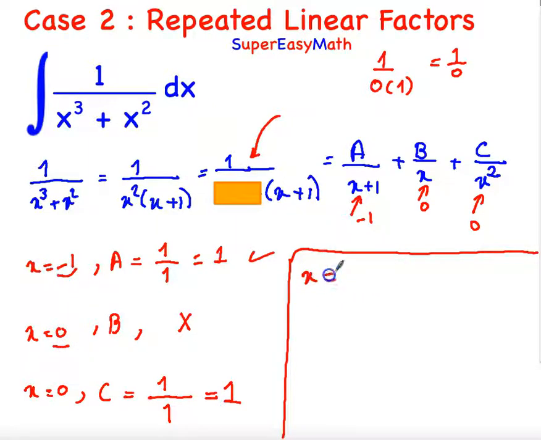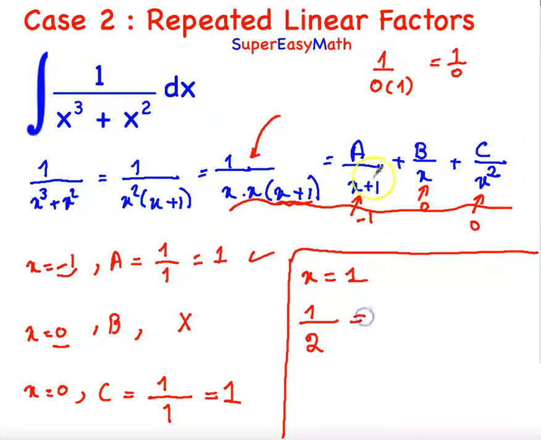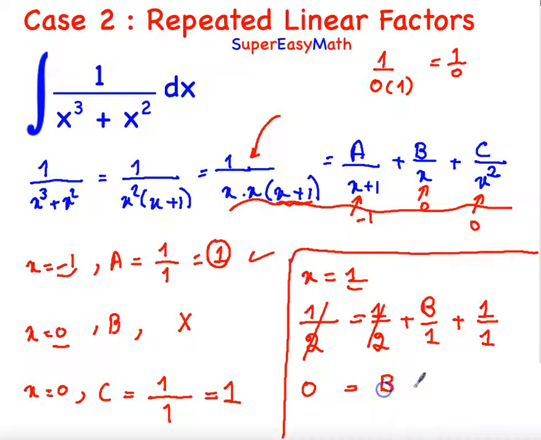For example, suppose that x equals 1. Now substitute x equals 1 here in this equation. We will get 1 over 1 times 1 times 2, which is 1 over 2, equal to a over x plus 1 with a equal to 1. So 1 over 1 plus 1, 1 over 2, plus b, we need to find it, over x, x equal to 1, so b over 1, plus c equal to 1 also, over x squared, so 1 squared, 1. So 1 over 2, drop 1 over 2, 0 equals b plus 1, implies that b equals minus 1. So we found a, b, and c.